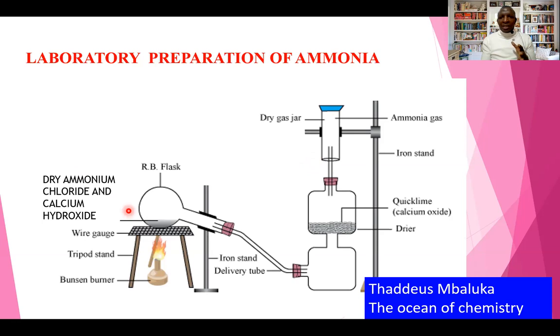So capture that: the drying agent, the method of collection, and the reagent used. And also note the arrangement of the apparatus, that the round bottomed flask should be slanting downward to prevent the water from condensing and flowing back to the flask, which may cause it to break.